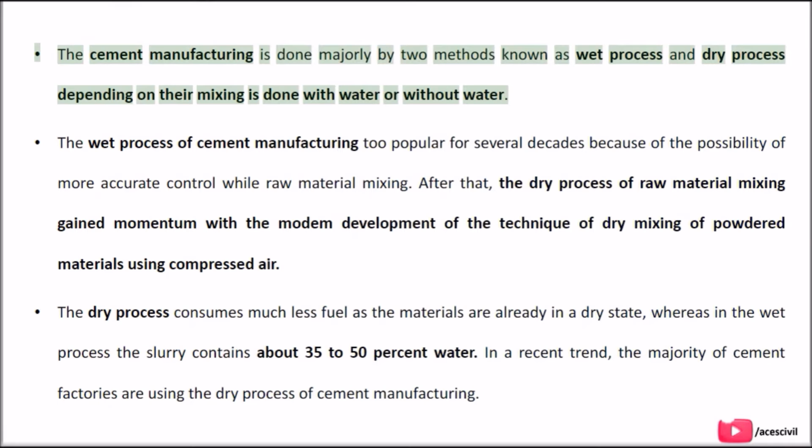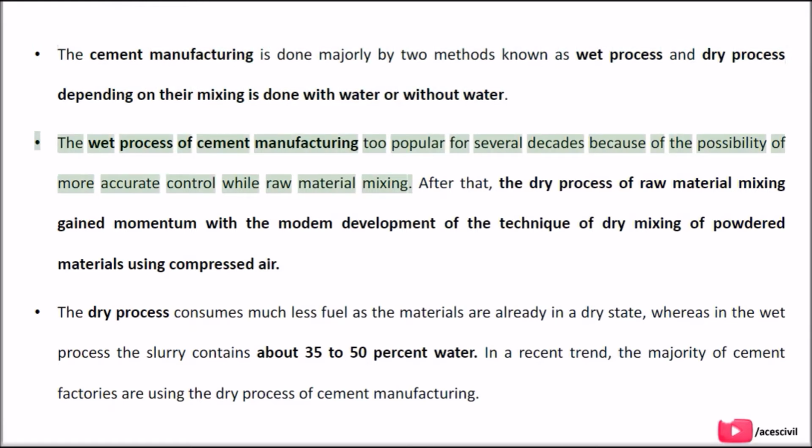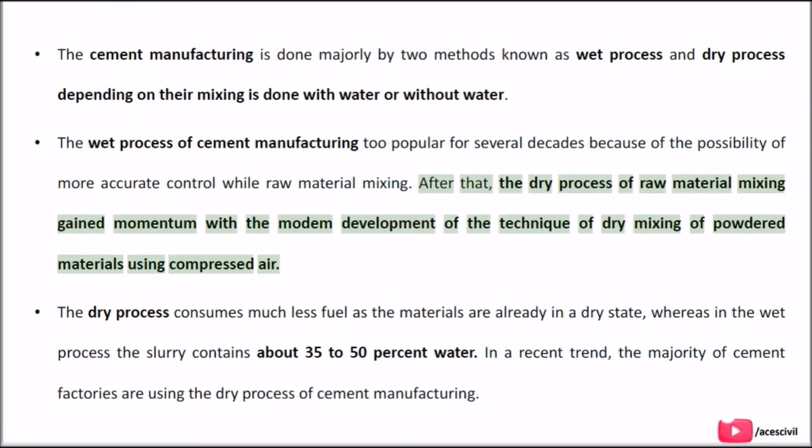Cement manufacturing is done majorly by two methods known as wet process and dry process, depending on whether mixing is done with water or without water. The wet process was popular for several decades because of the possibility of more accurate control while mixing raw material. After that, the dry process gained momentum with the modern development of the technique of dry mixing of powdered materials using compressed air.